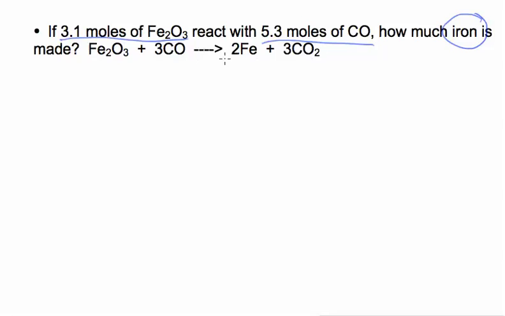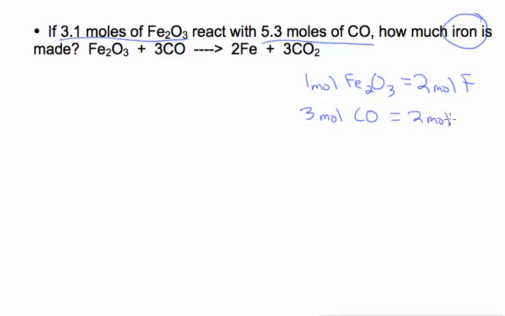So our balanced equation, and let's make sure it's balanced: 2 and 2, 3 plus 3 is 6, 6, and 3 and 3. So our balanced equation tells us that for every 1 mole of Fe2O3 used up, we make 2 moles of iron. And for every 3 moles of carbon monoxide, we make 2 moles of iron. So let's find out which one limits us.